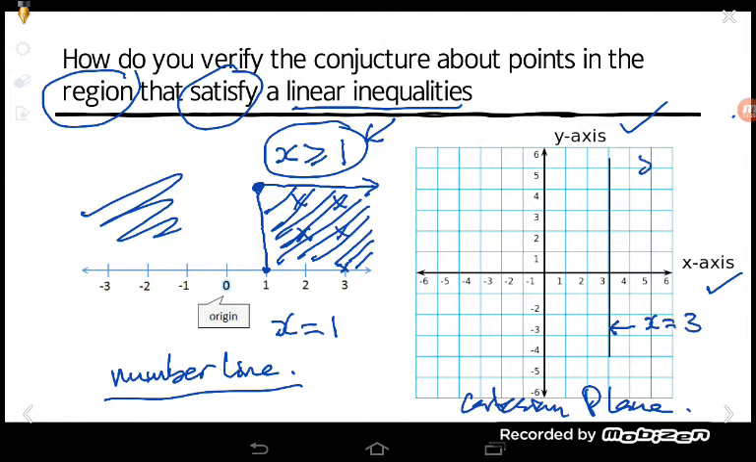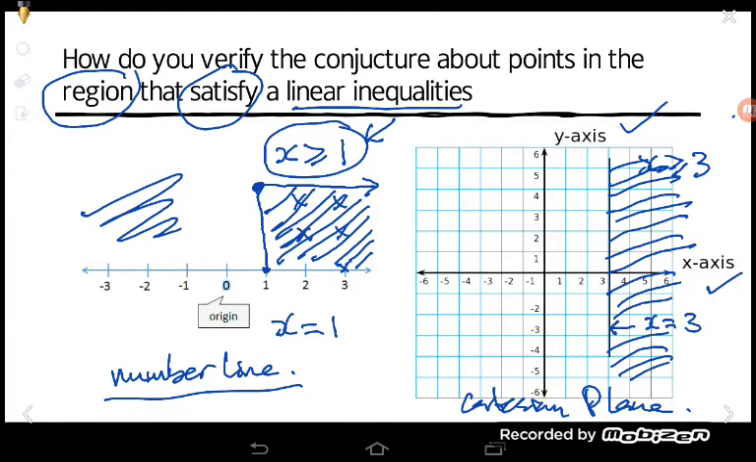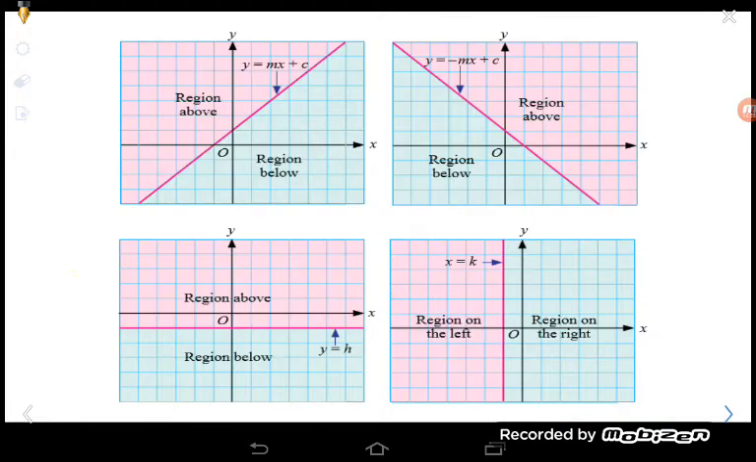But what is the region for x more or equal to 3? So the region must be at the right hand side here. All the area here, all the region here. And you can see all the points here will always be more than 3. Okay, so that is the region.